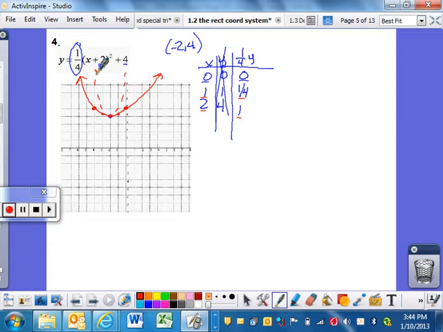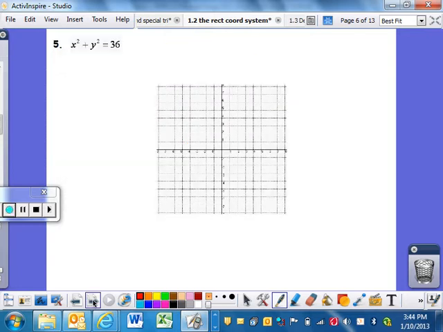Questions on how to do that, we can cover that in class. So if you feel like you're not ready for it, please put a question mark by this problem, and we will definitely do a couple of them in class.